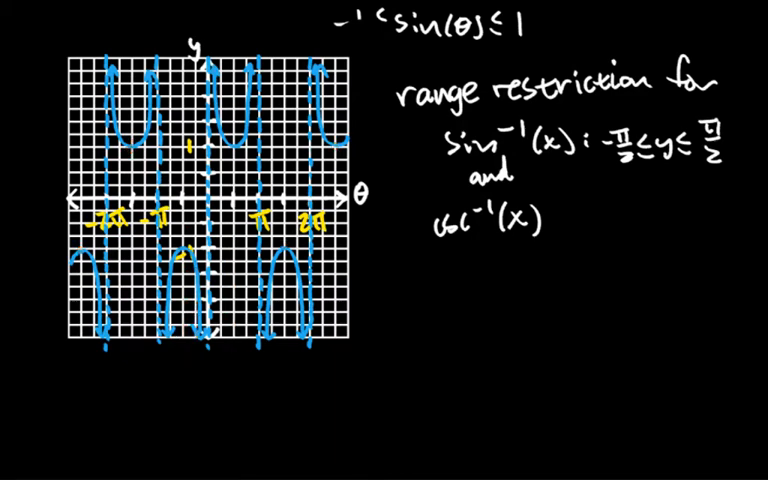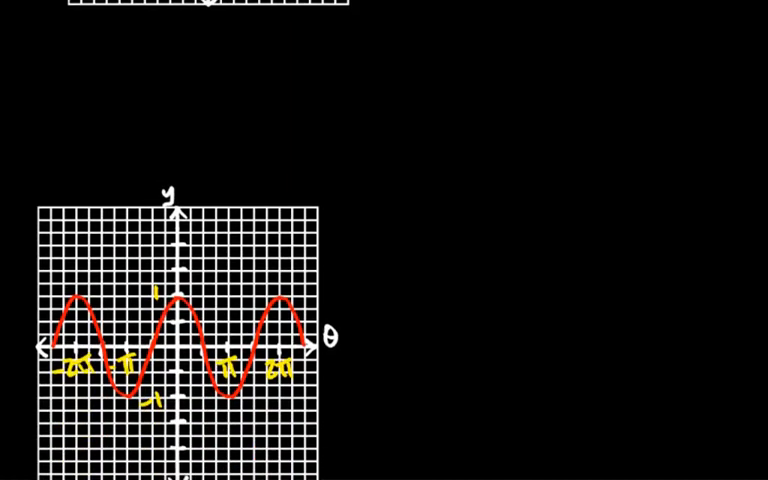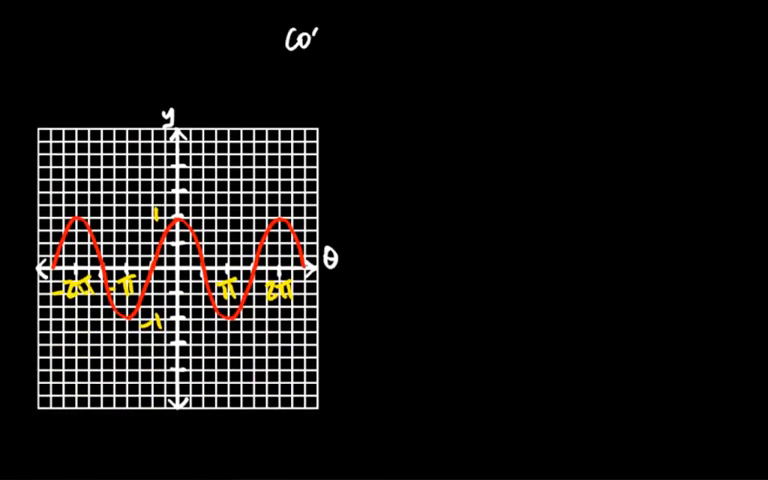Alright, point is, that's the restriction. So know this. Alright, so now let's look at cosine. Cosine is also bounded like sine between -1 and 1.